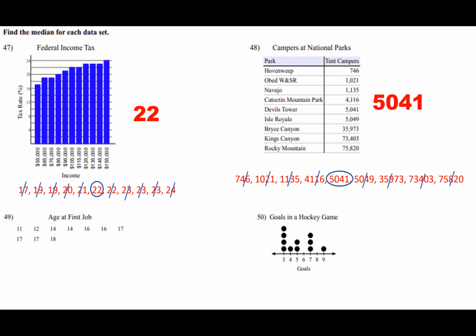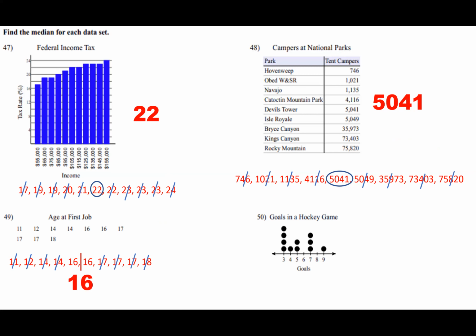Now let's take a look at number 49. Let me list my numbers from small to large. Once I list them, let me cancel the smallest number and the largest number, and again, and again, and again. Now, there's 2 numbers in the center, though. Now I don't have 1, I have 2 numbers. So I'm looking at what's in between them. Because it happens to be the same number, 16 and 16, in between them is 16.